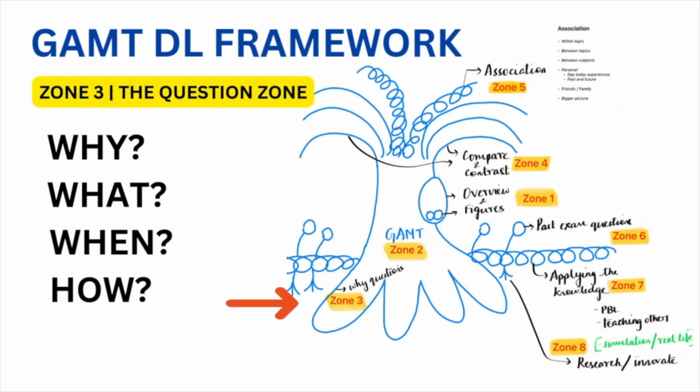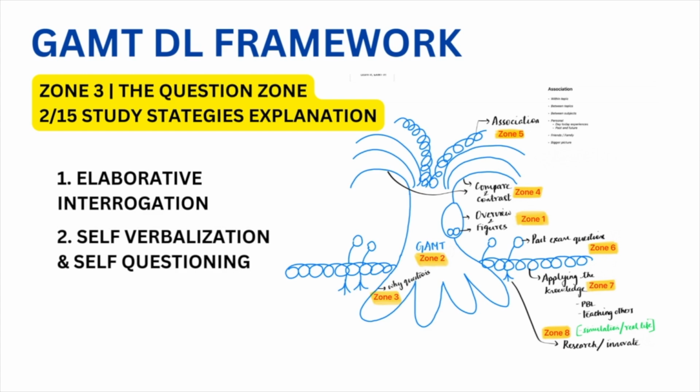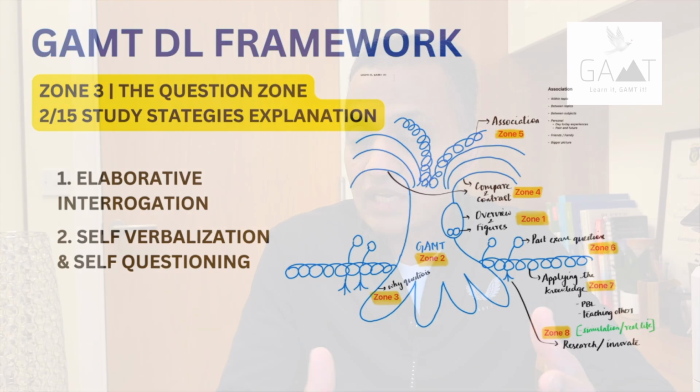When you look at the GAMT DL framework, Zone 3 is where you ask why, what, when, how, and what questions, right? That's the question zone. That's when you ask all these interrogative questions to explore deep into this topic. This is the zone which applies 2 of the principles that we're going to discuss today. The first one is called Elaborative Interrogation. The second one is self-verbalization and self-questioning.